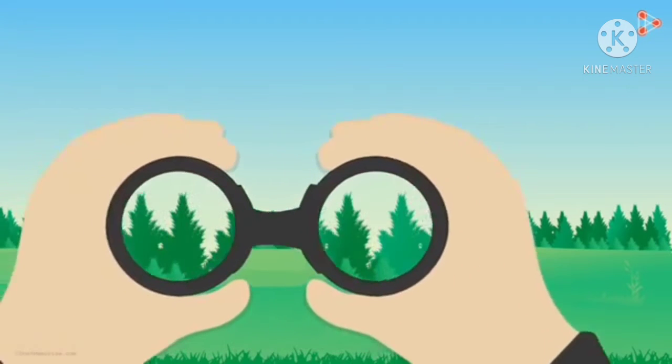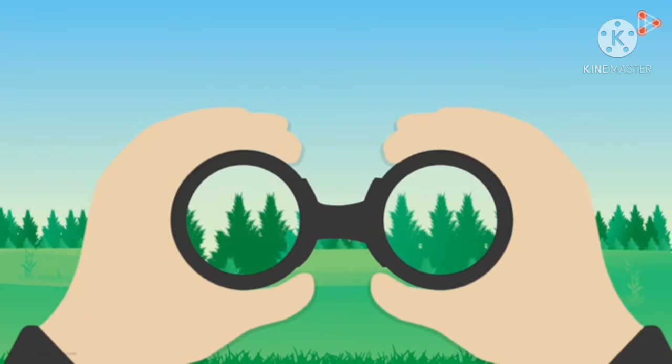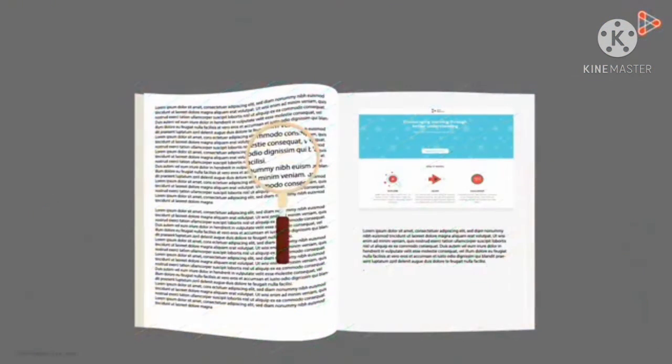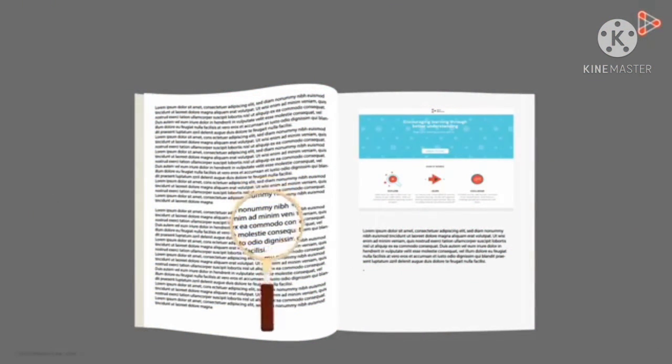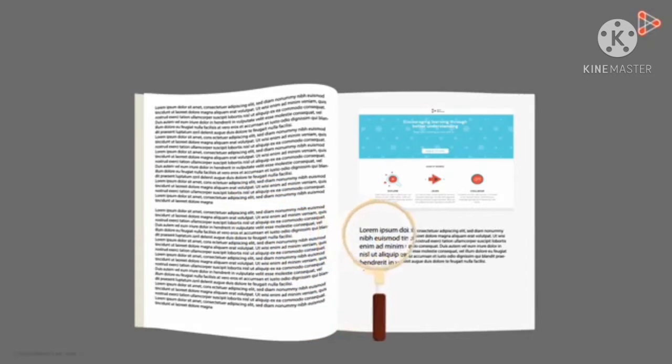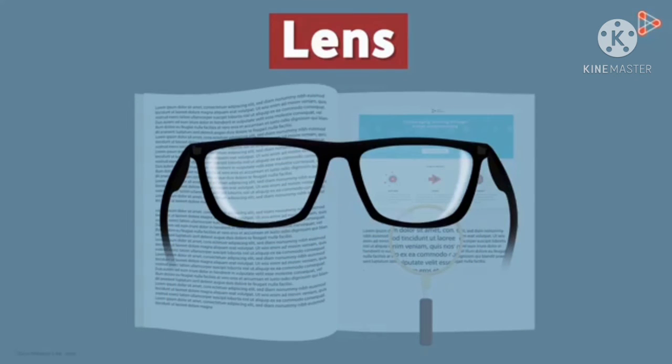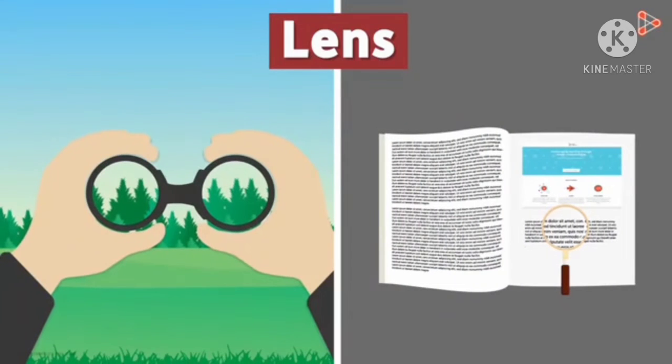See here, I am showing you some binoculars. What is the use of binoculars? We will see distant objects very nearly. This lens of the binocular is made of transparent material. Now see here in the textbook. When we are studying a textbook, some elder people use specs. Why are they using specs or a magnifying glass? In order to magnify the letters in the book.